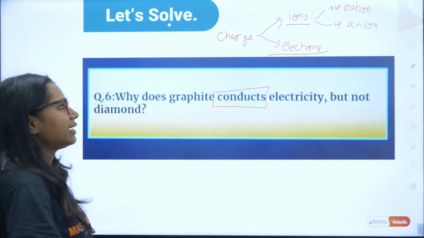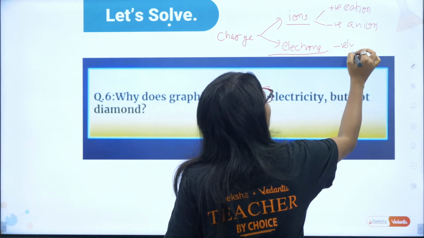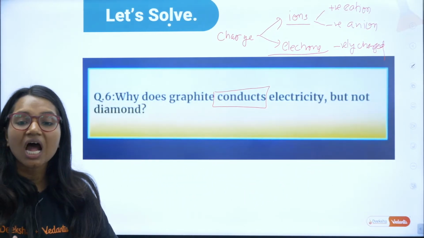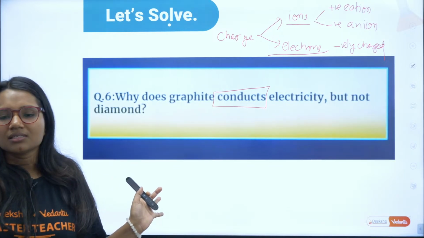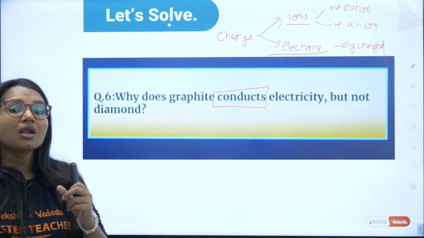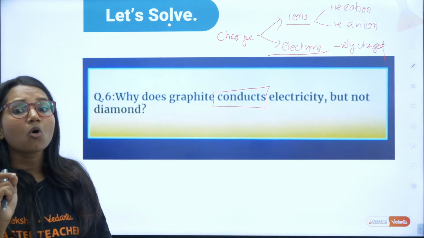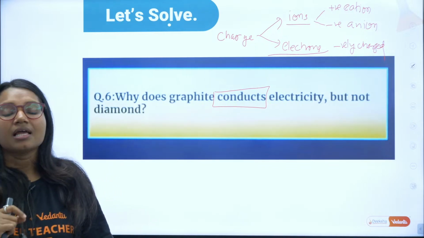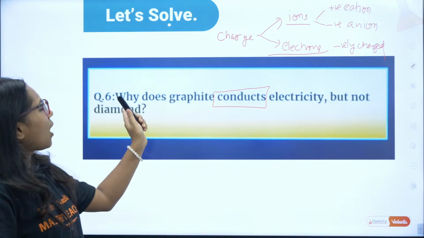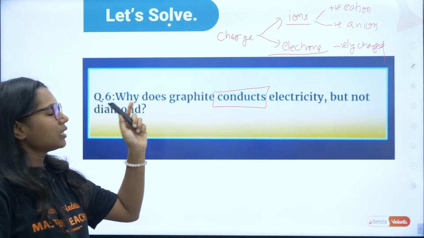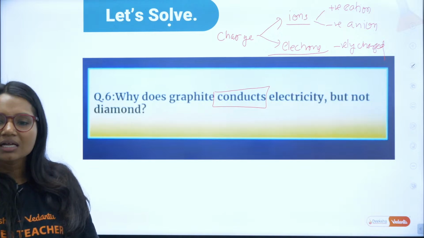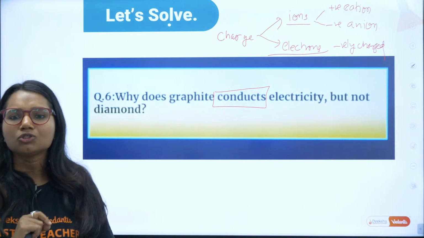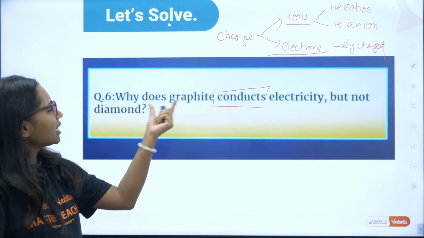Electron is negatively charged. Okay. So, anything which has a free, moving charge can conduct electricity. Even solid compounds can conduct electricity in the molten state, because in the molten state they have free charge. In the same way, graphite: why does graphite conduct electricity but not diamond? One single answer. Very good guys, Varalakshmi, Veena, Purvi, Rachita, good job. So what is the answer for this?